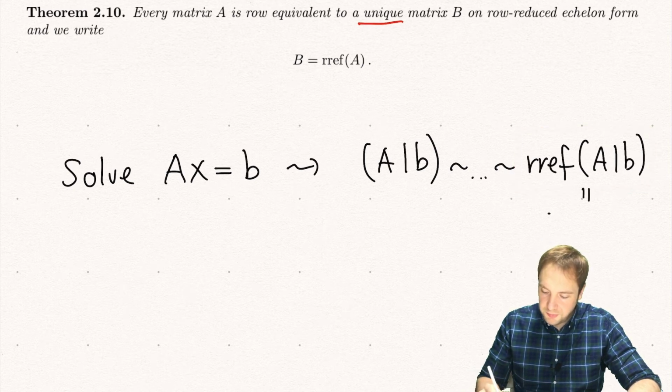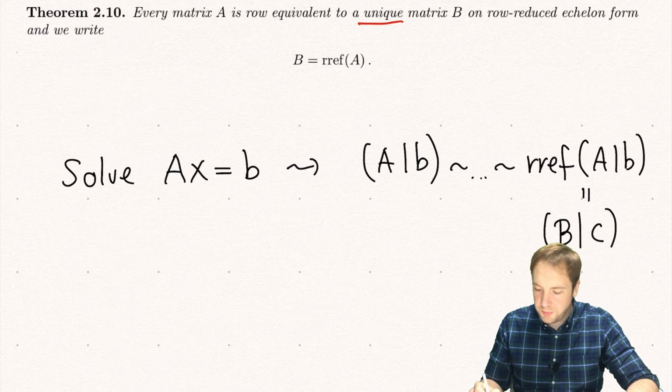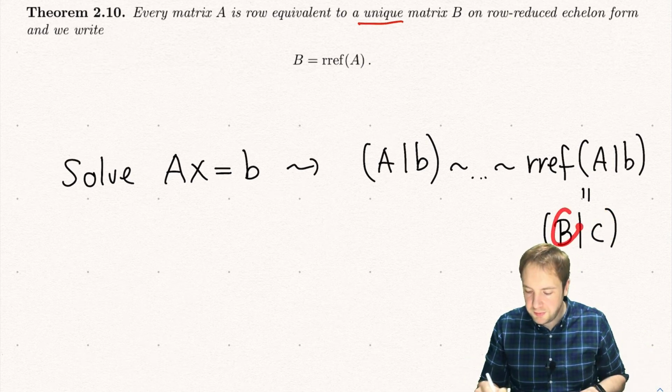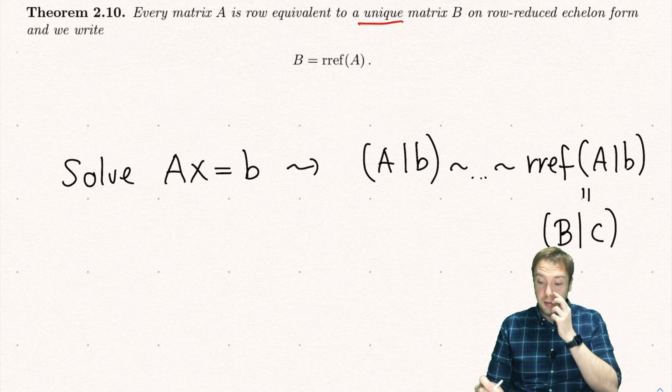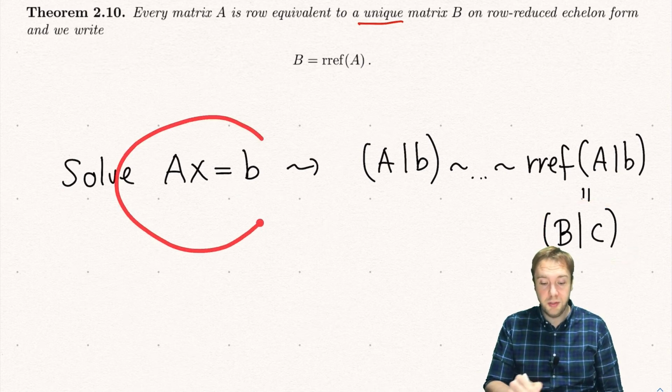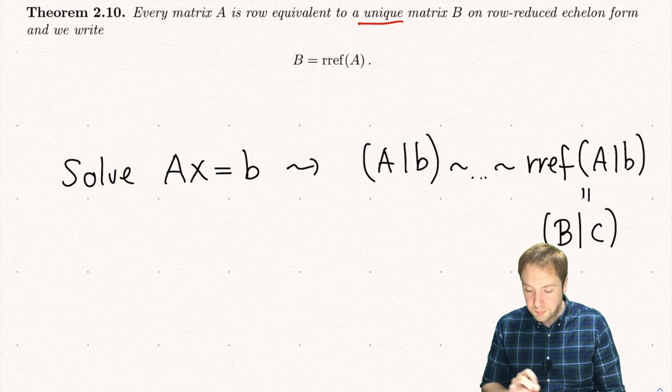And then we want to read off from this matrix here. Let's call this matrix (B|c). So it will also be a matrix where the last column is some column which we call c, and then there's some matrix B here. And from this we now want to read off the solutions of this original linear system.